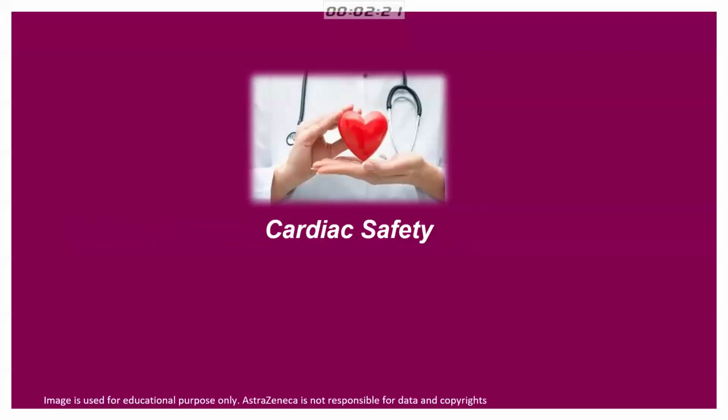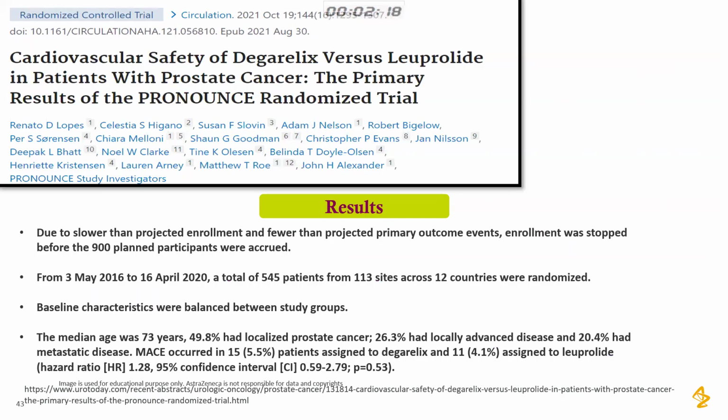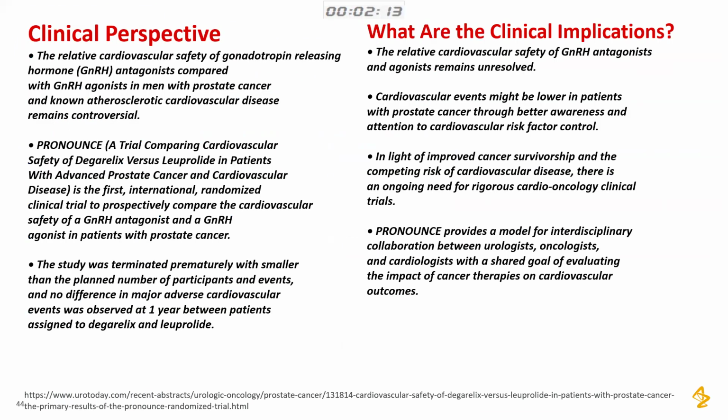Many trials have been done on cardiovascular safety, particularly the PRONOUNCE trial, in which the main point was cardiovascular safety. So in the clinical perspective, the relative safety of both is controversial, and none of the studies has shown that one or the other causes more cardiovascular effects. The PRONOUNCE study provides a model for collaboration, and in light of improved cancer survivorship, as Kumar sir told, where patients are sometimes living up to 7 years, it is important to see that the patients are not having increased risk of cardiovascular events.